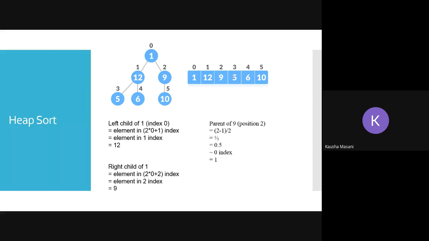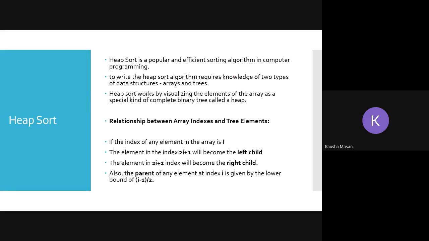Now, what does this heap sort do? It is one of the popular and efficient sorting algorithms in computer programming. To write the heap sort algorithm requires the knowledge of two kinds of data structure. One is your array, another is your tree. The heap sort works by visualizing these elements of the array as a special kind of complete binary tree called heap.